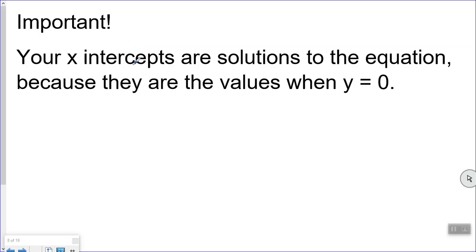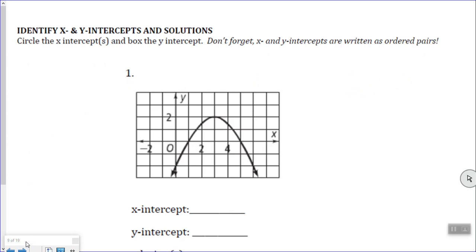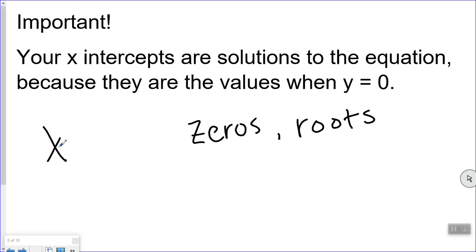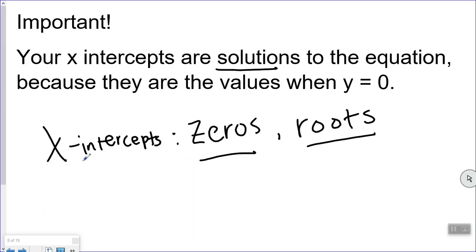Your x-intercepts are solutions to the equation because they are the values when y equals 0. Also, x-intercepts have different names. They are called solutions, they are also called zeros, and they are also called roots. They all mean the same thing: x-intercepts.